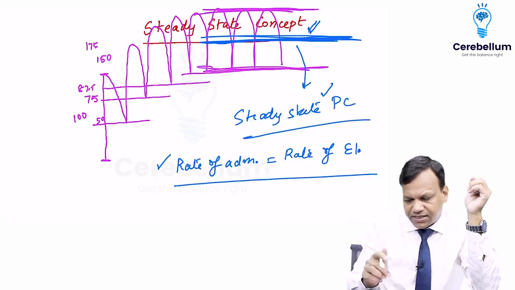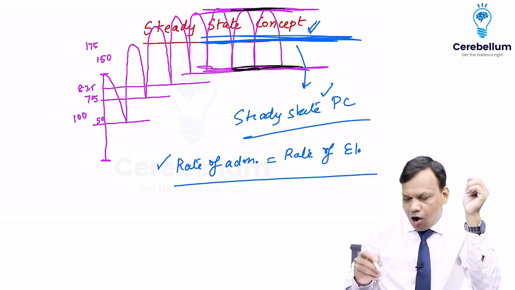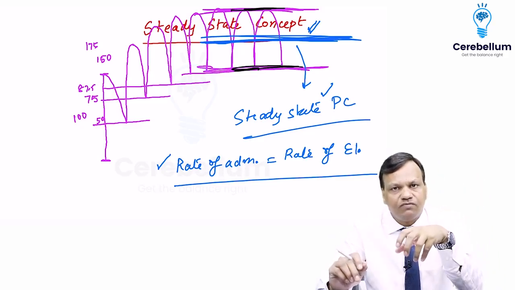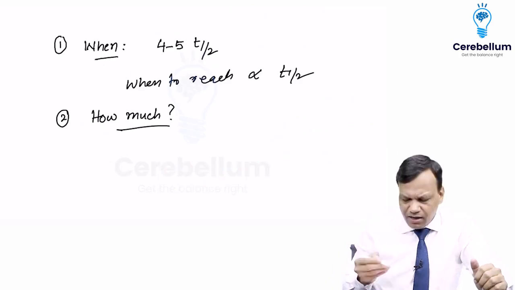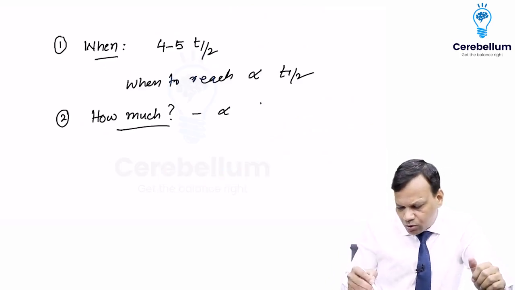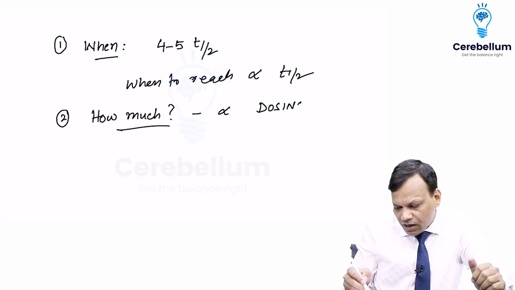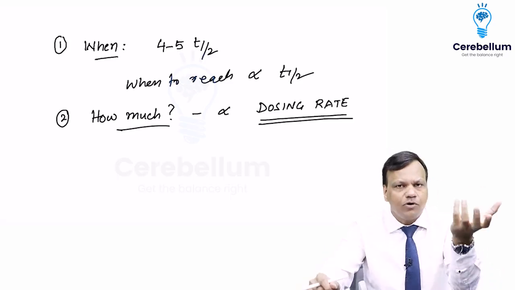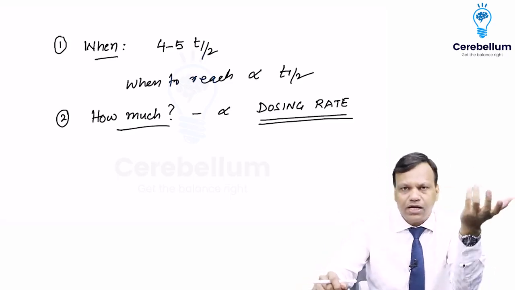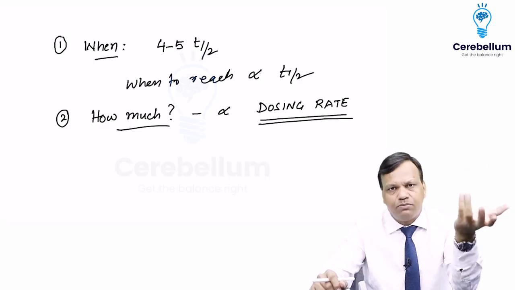That means the steady state concentration which we are achieving here, how much this concentration will be, whether it will be 100, 200, 500, 1000. So on what will it depend? Obviously it will depend upon dosing rate. How much dose and how frequently we are giving, the total rate per unit time, it will depend upon that. If we are giving more per unit time, more will be achieved. If less, less will be achieved.